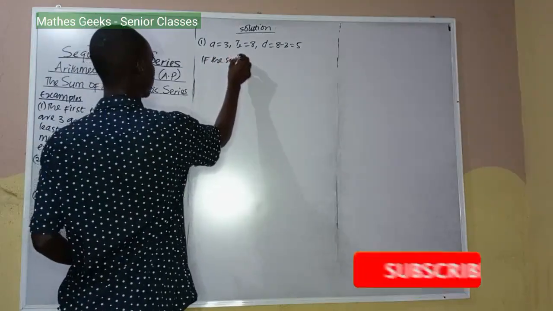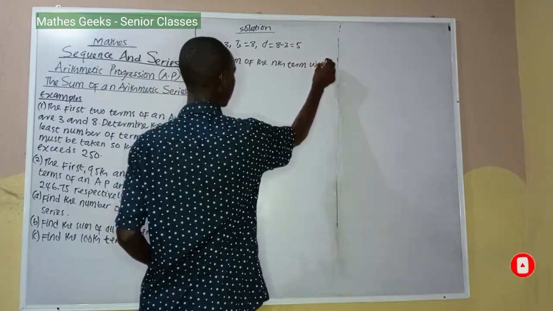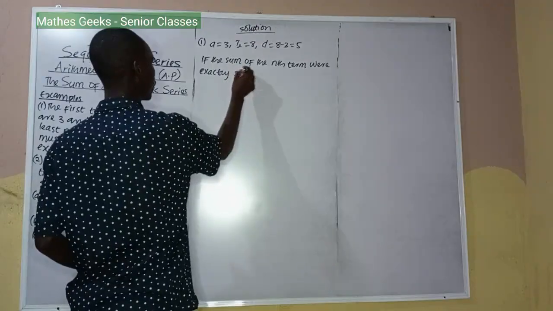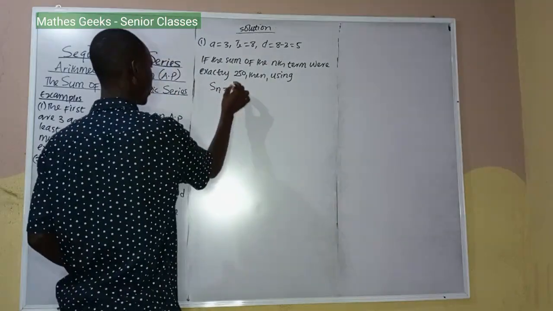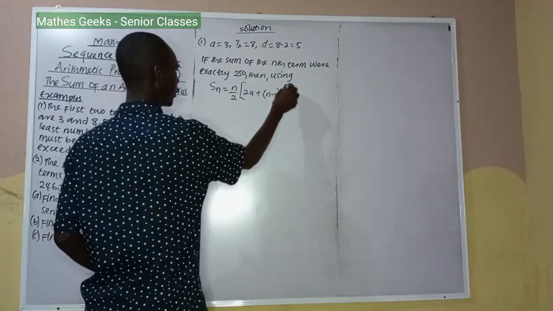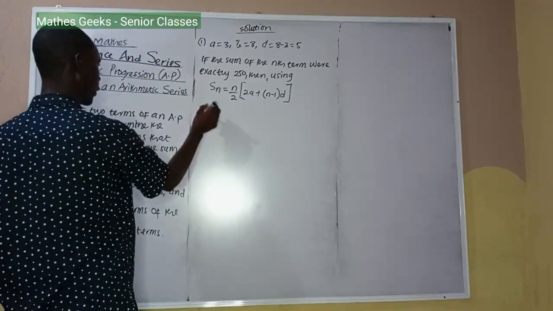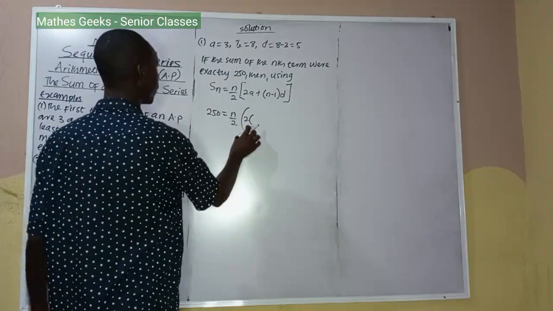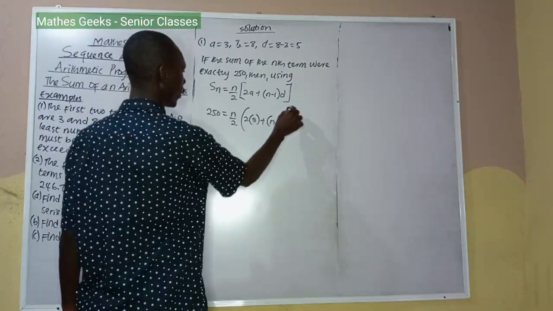If the sum of the nth term exceeds 250, then using Sn equal to n over 2 times 2a plus n minus 1 d, we're looking for the number of terms, so the sum 250 is equal to n over 2 times 2 times 3 plus n minus 1, common difference 5.